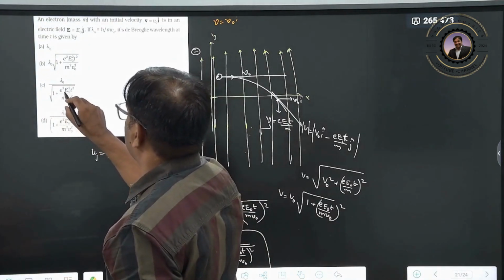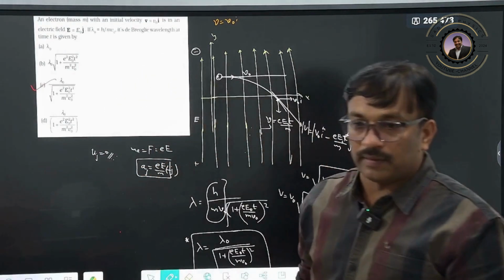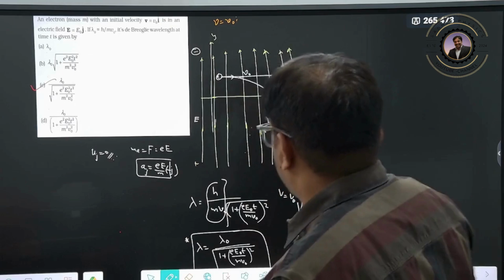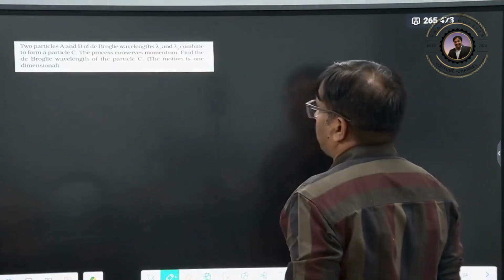E naught E square T square by M V naught square. This is C, it will be your correct answer. Clear? In this way, you have to solve the problems for this one. Listen, right?